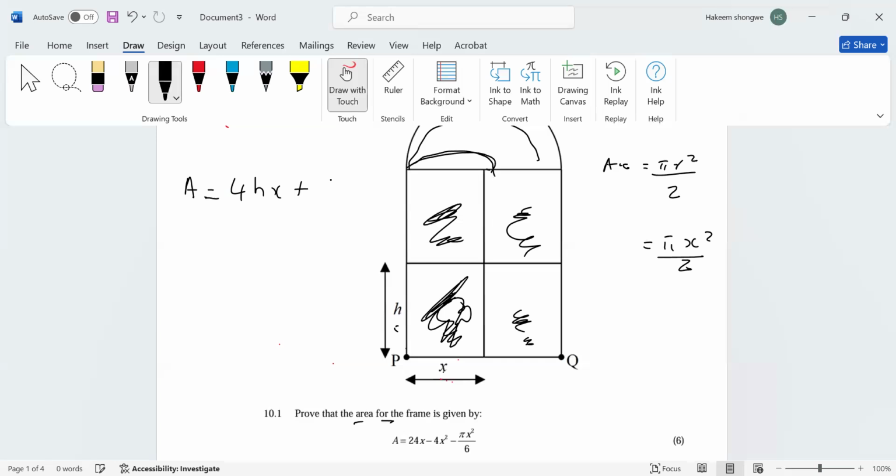Okay, let's come here. So we have pi x squared all over 2. Now I want us to notice something here. They will give us a mark for this because we're able to get the area. But the only challenge that we're having is that we are dealing with h, and then we're also dealing with x.